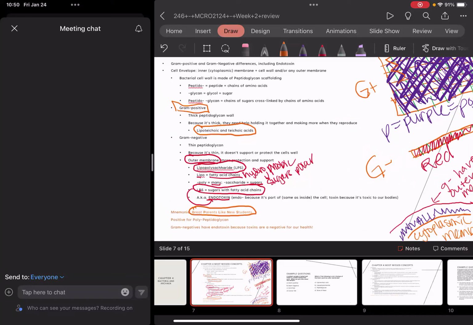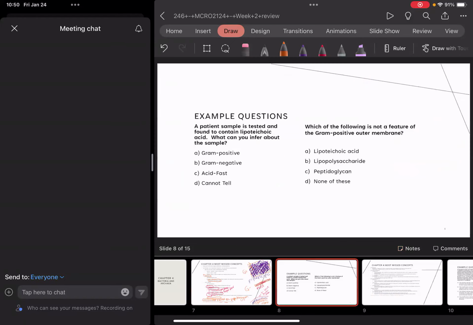But yeah, so positive for peptidoglycan. That's how I remember it. You have a whole lot of peptidoglycan going on with our positives. Positive, P, purple, positive. You have thick peptidoglycan. Negatives, red is a negative color. Also, toxins are negative, so they have endotoxins. So there are other ways that you can remember what's going on with all of that. Let's move to our example questions.